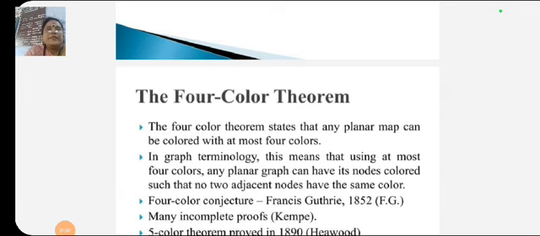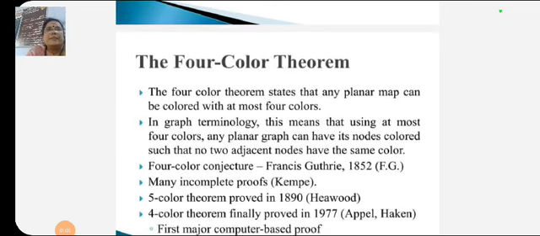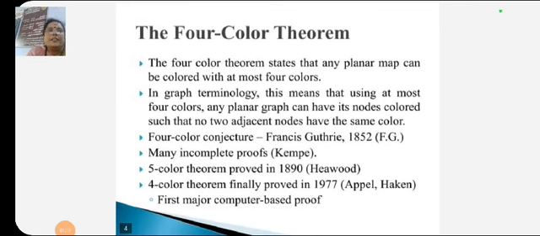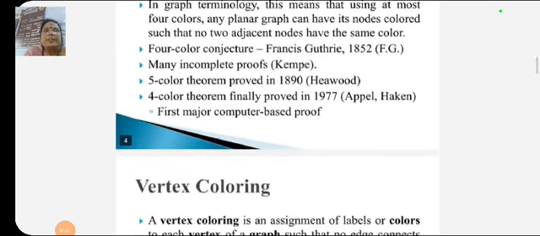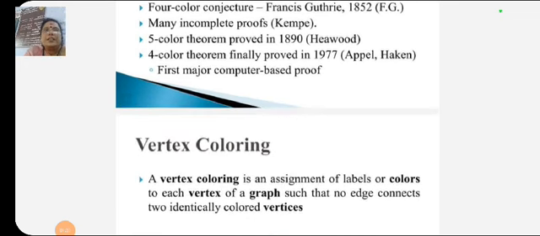In 1852, the four color conjecture was formed by Francis Guthrie, and then many incomplete proofs were given by Kempe, and then the 5-color theorem was proved in 1890 by Heawood. The 4-color theorem was finally proved in 1977 by Appel and Haken. It was the first major computer-based proof. And then next we are going to study vertex coloring.